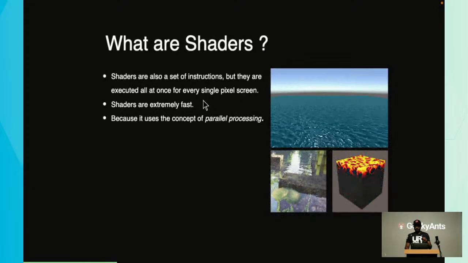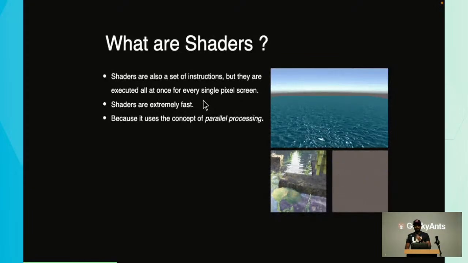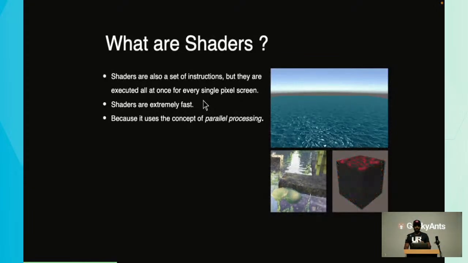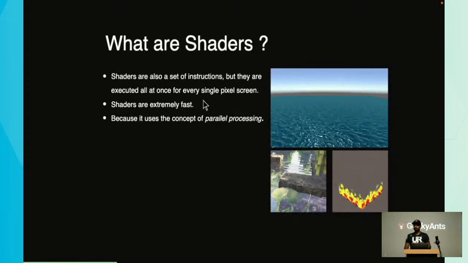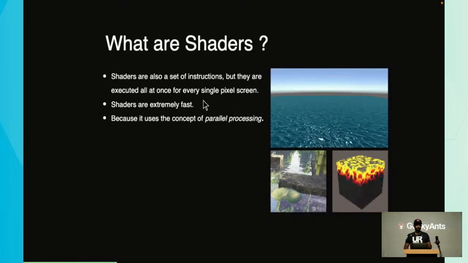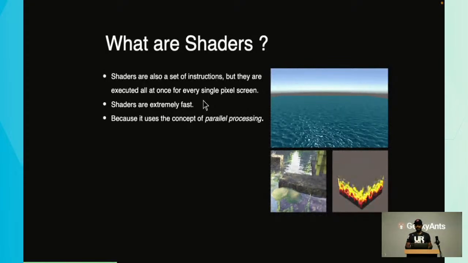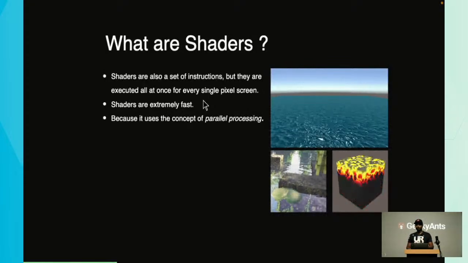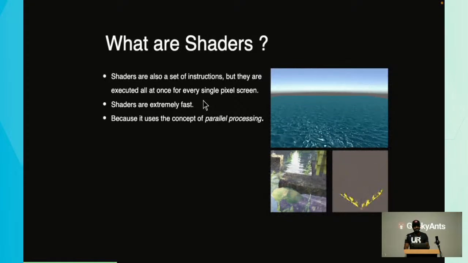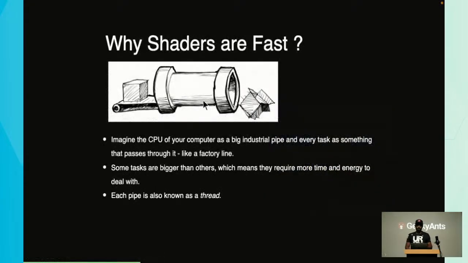So over here, shaders are, I would say, very fast, right? And they follow one concept called parallel processing. When I say that every instruction gets executed at once, that is because of parallel processing. So shaders follow the concept of parallel processing. We'll see what exactly parallel processing is. Now we'll talk about why shaders are fast: it is because of parallel processing.